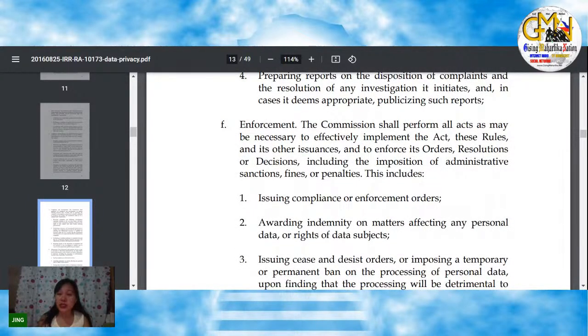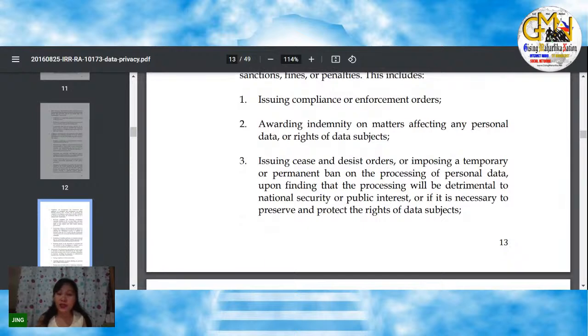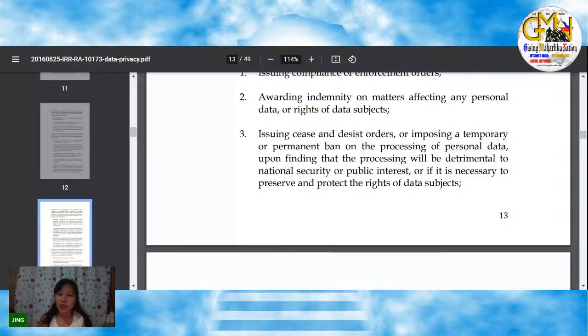Okay, letter F, enforcement. The Commission shall perform all acts as may be necessary to effectively implement the Act, these rules and its other issuances, and to enforce its orders, resolutions, or decisions, including the imposition of administrative sanctions, fines, or penalties. This includes, number 1, issuing compliance or enforcement orders. Number 2, awarding indemnity on matters affecting any personal data or rights of data subjects.